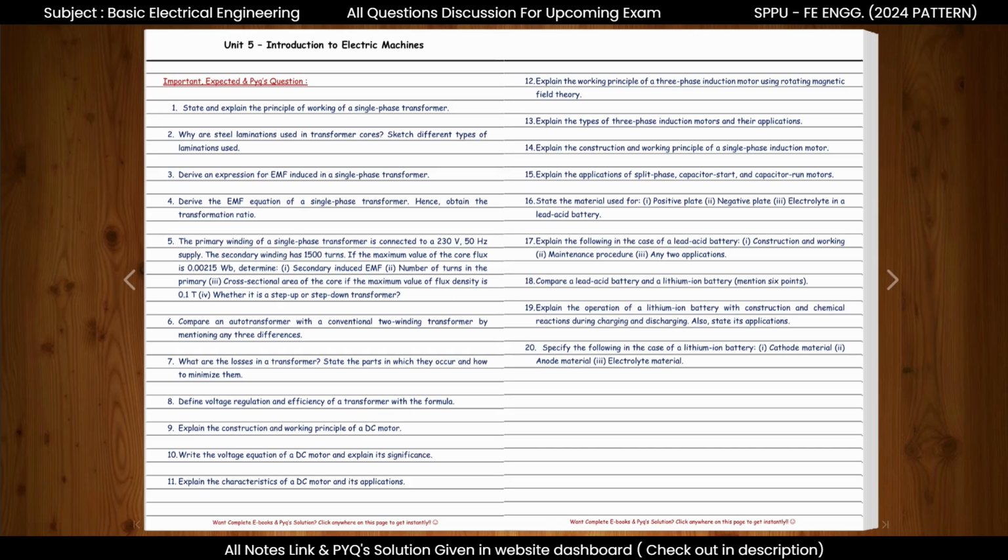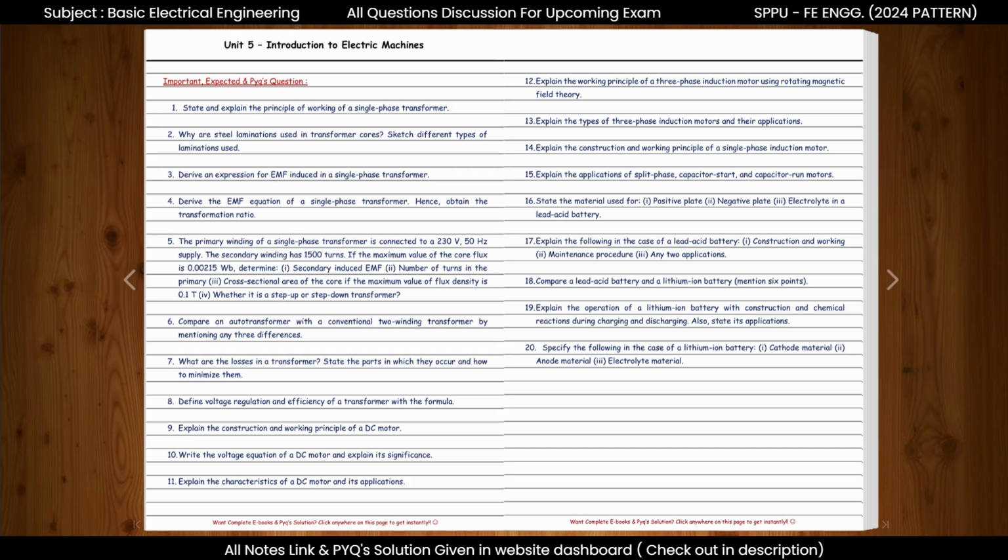Alright, let's move on to our next important topic. Explain the characteristics of a DC motor and its applications. The main characteristics are speed-current, torque-current, and speed-torque curves, which help us understand how the motor behaves under load. DC motors are used in electric traction, cranes, lifts, and many industrial machines where precise speed control is needed.